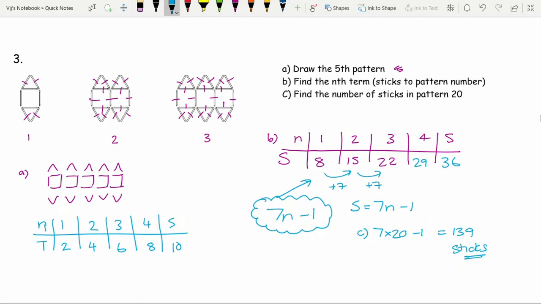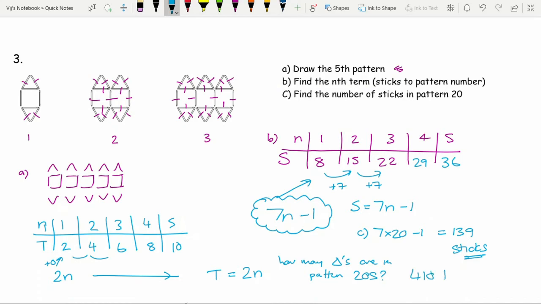Now as you can see here, the difference is going up in 2. So I've got 2n, and I don't need to add anything or take away anything because 2 is the same as 2. So this is the formula. The number of triangles is 2 times the pattern number. So if I want to know how many triangles are in pattern, let's say 205, then all I need to do is substitute that in or double it, which would be 410 triangles.